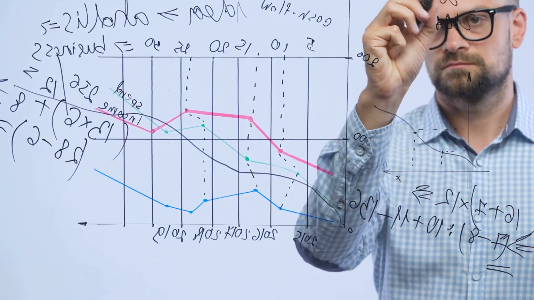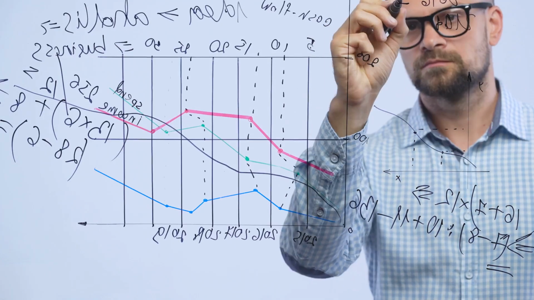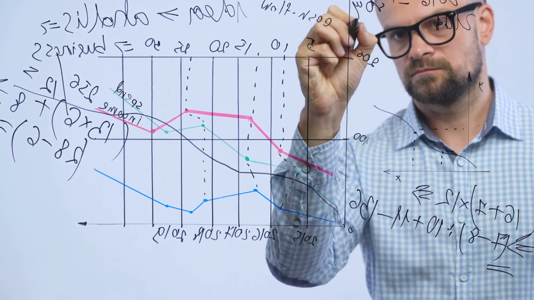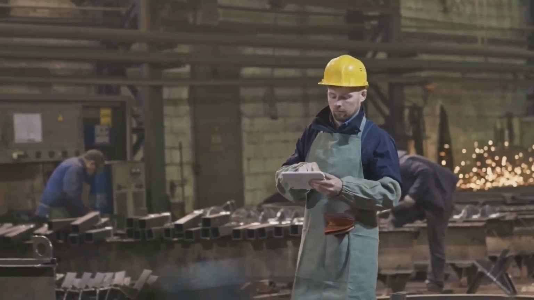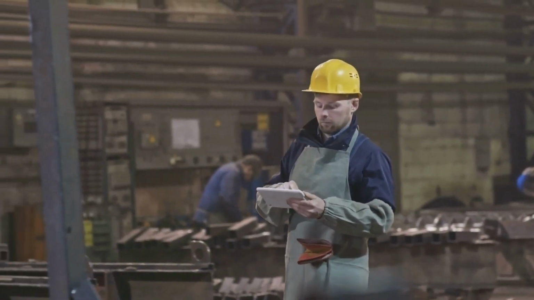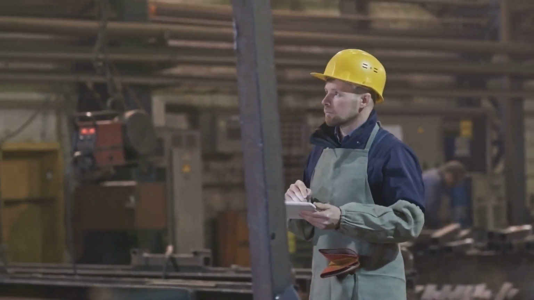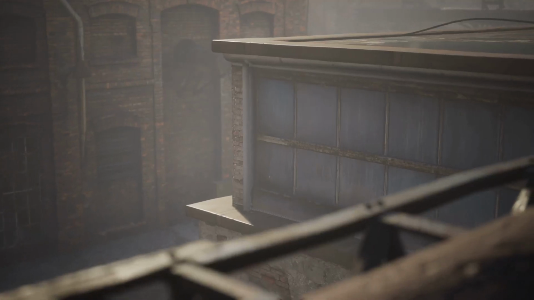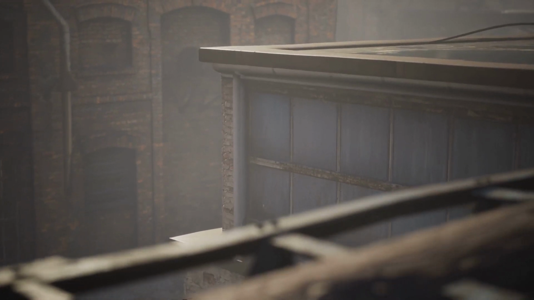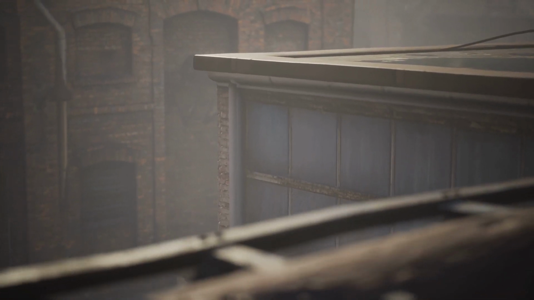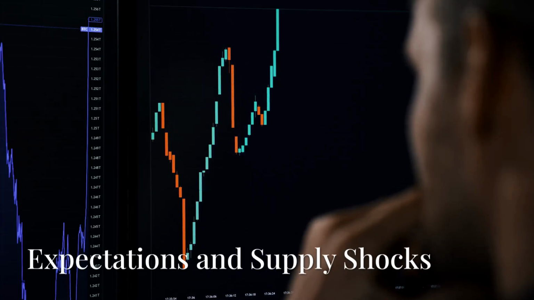The Phillips curve can be explained using the model of aggregate demand and aggregate supply. When aggregate demand is high, businesses increase production and hire more workers, leading to lower unemployment but potentially higher prices. When aggregate demand is low, businesses cut back on production and lay off workers, leading to higher unemployment but potentially lower prices.